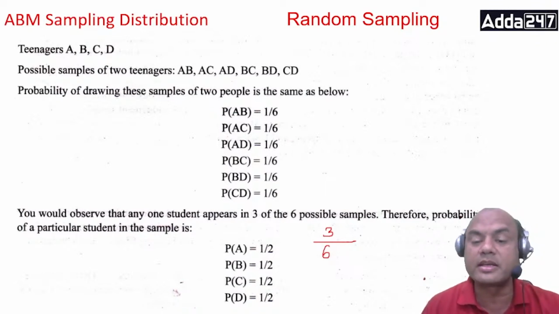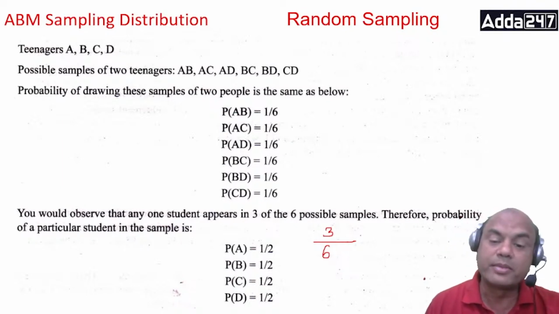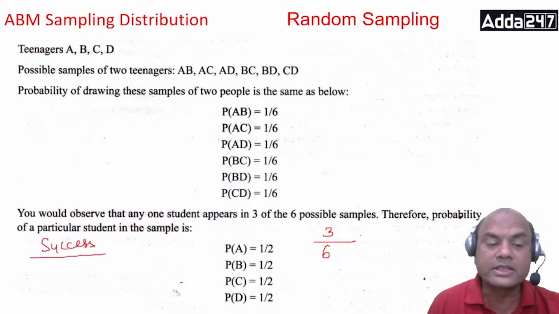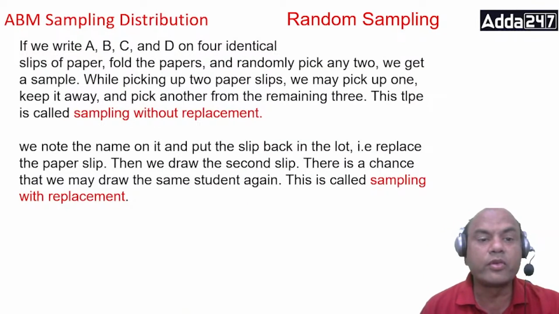This typically is related to probability: required upon sample size. Means success. I'll write it over here. Probability's formula is like this: success upon sample size, SS. Okay. We'll study this when we study probability. If you want to write A, B, C or D on 4 identical slips of paper.